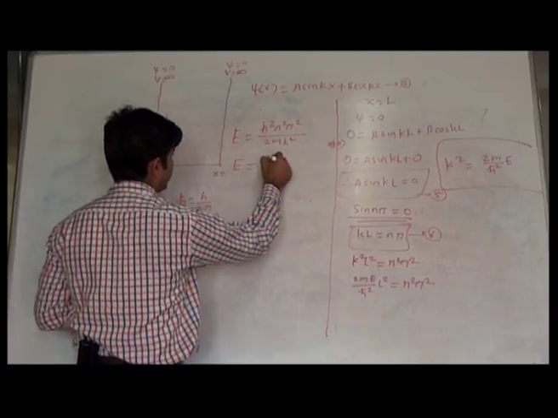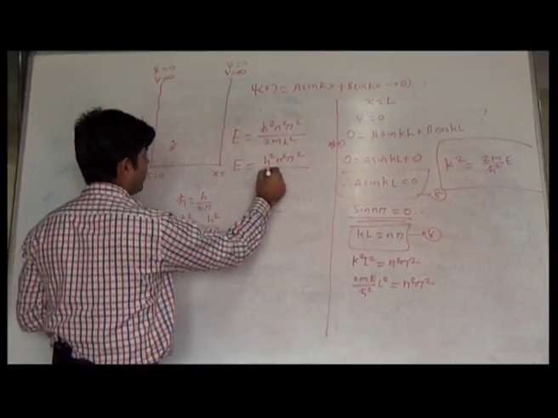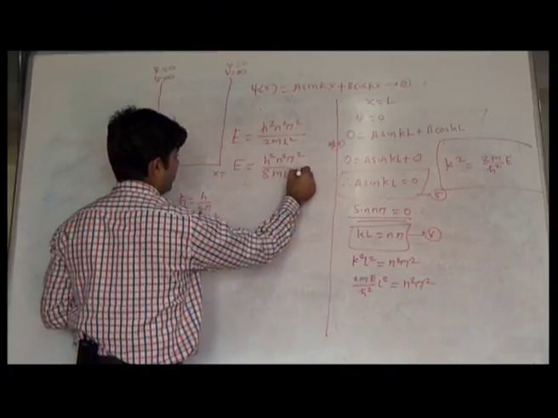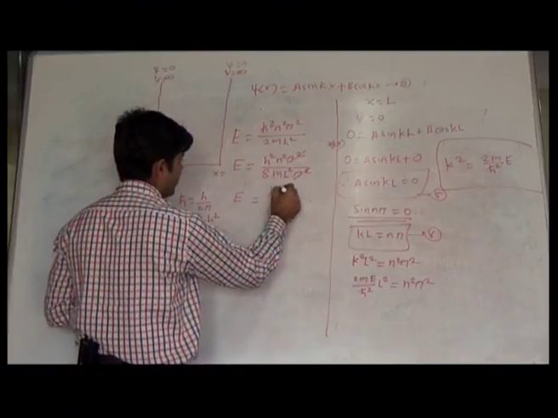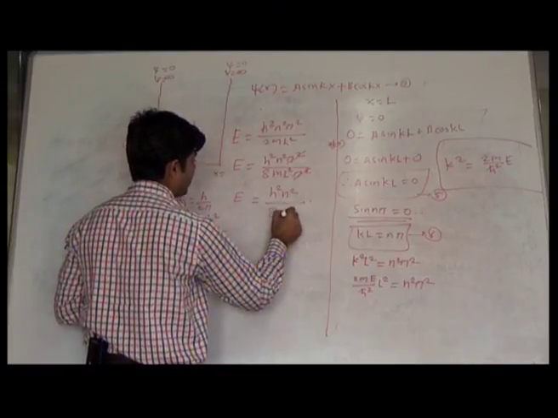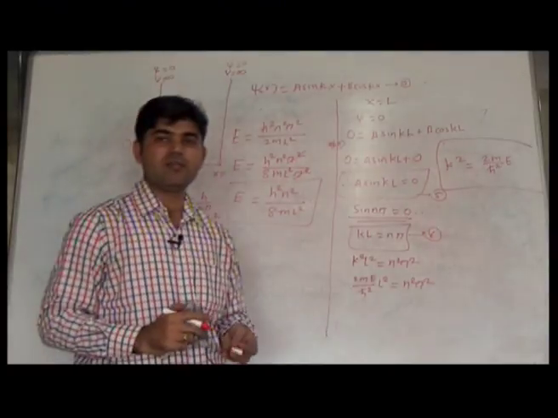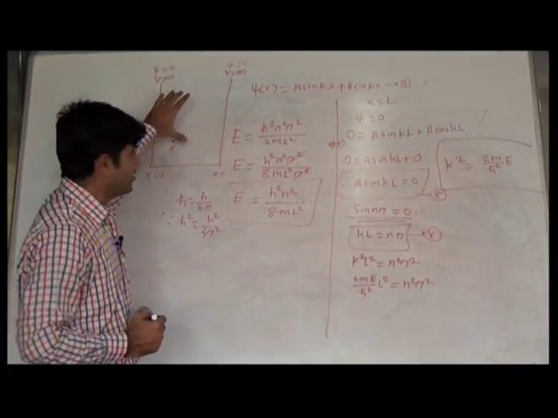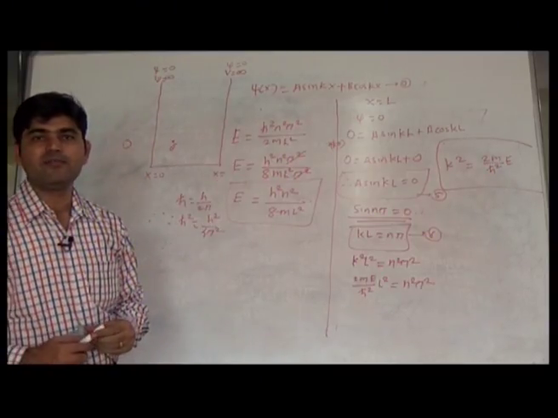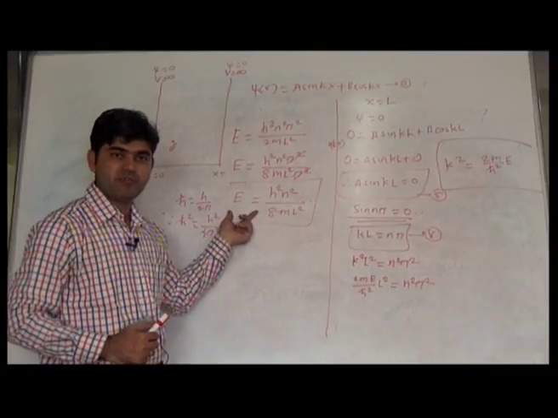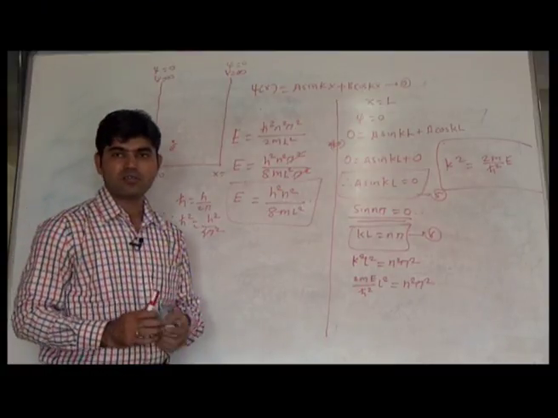Finally, E is equal to h square n square pi square upon 4 into 2, 8 m L square into pi square. Pi square gets cancelled. Finally, E is equal to h square n square upon 8 m L square. This equation gives us the available energy levels for the electron in this well. Therefore, this equation is called the eigen energy equation for a particle trapped in a box. So, thanks.